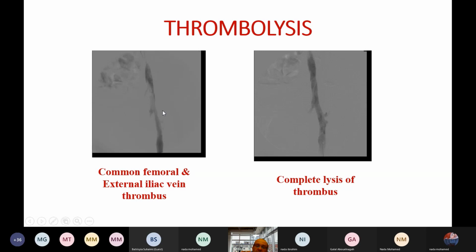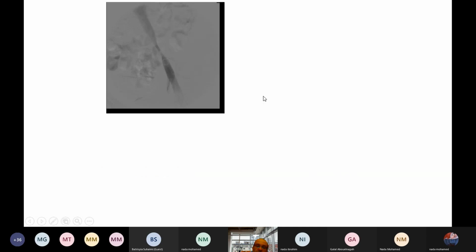Another patient with a thrombus: here the vein is good, and this part is occluded by a thrombus. When you apply thrombolysis through a catheter overnight, then there is a complete lysis of the thrombus.